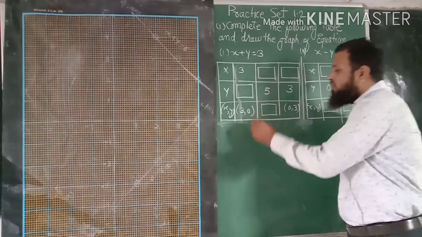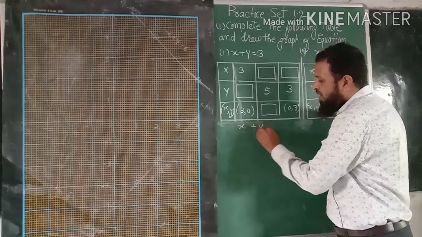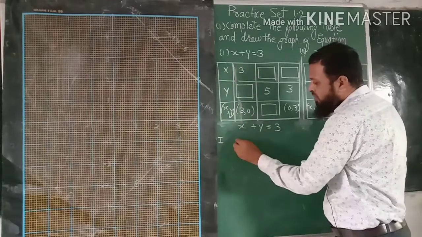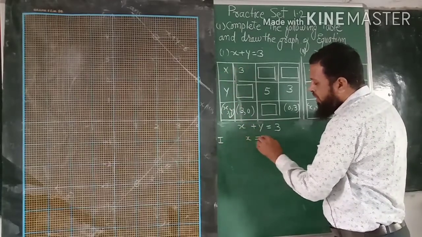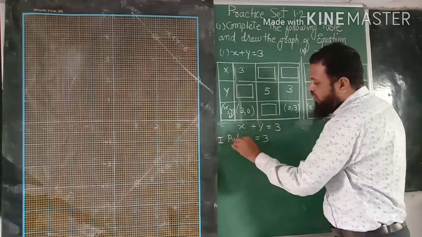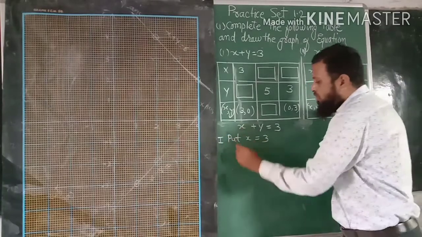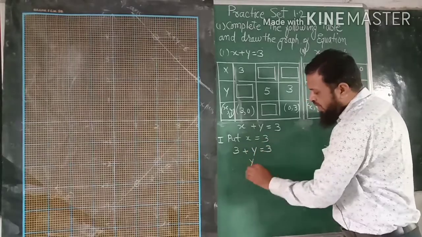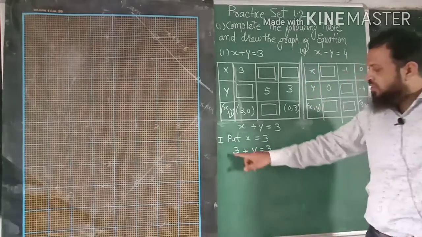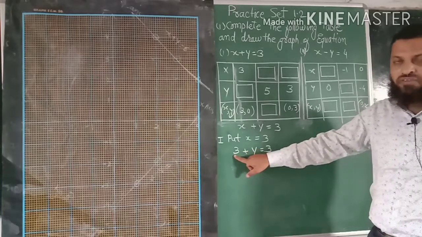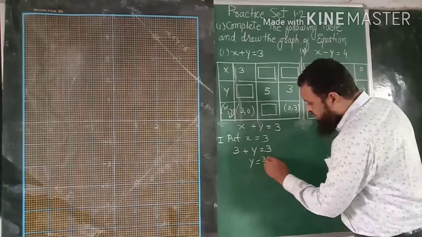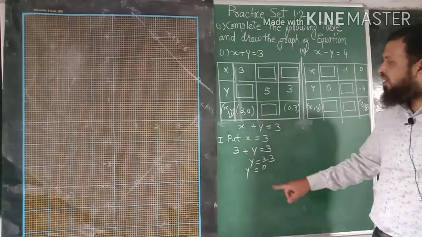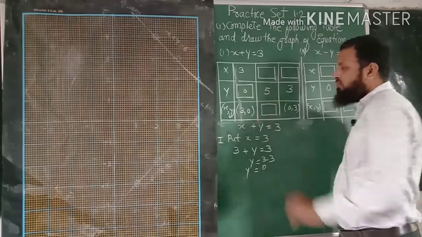Let's try to solve this. This is the equation x plus y equals to 3. Case first, value of x is 3 here. Put x equals to 3. So 3 plus y equals to 3. Value of y, shift plus 3 of LHS to RHS. 3 minus 3 is equals to 0. When value of x is 3, value of y is 0.